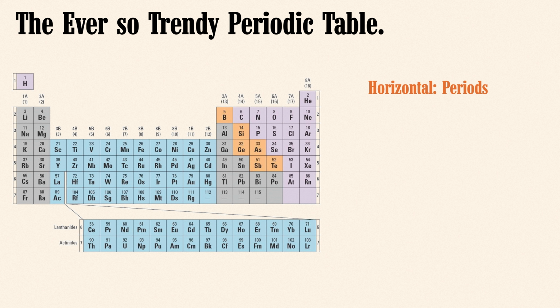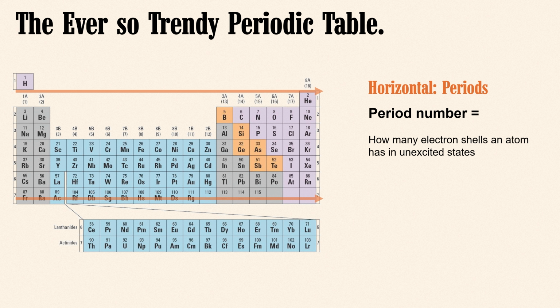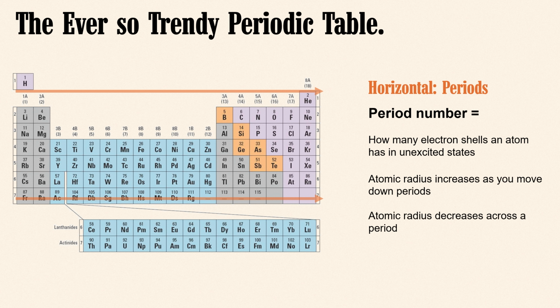So going across the table in periods horizontally, the period number defines how many electron shells an atom has in unexcited states. So going across from hydrogen over to helium, hydrogen and helium both have 1 electron shell, whereas lithium, beryllium, boron, carbon, nitrogen, oxygen, fluorine, and neon have 2 electron shells, and so on. It's worth noting that as you go from period 1 to 2, 3, 4, the atomic radius increases, whereas as you move across the period, the atomic radius decreases.